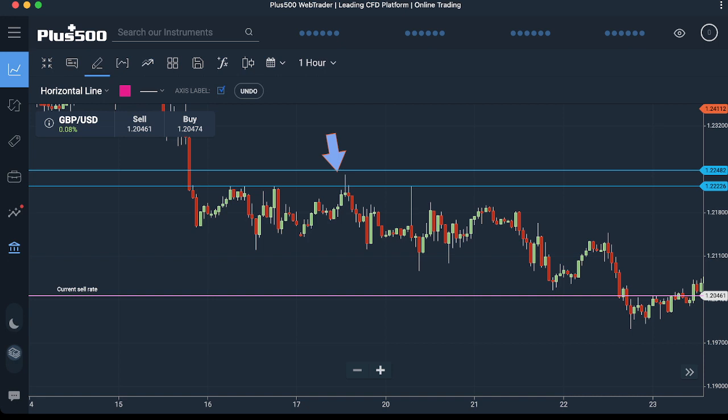1 hour chart, you can see price is pushing to the downside. Okay, again it's creating this fair value gap. Interesting, right? So the pink line, the horizontal line, is showing that fair value gap in the 1 hour chart.